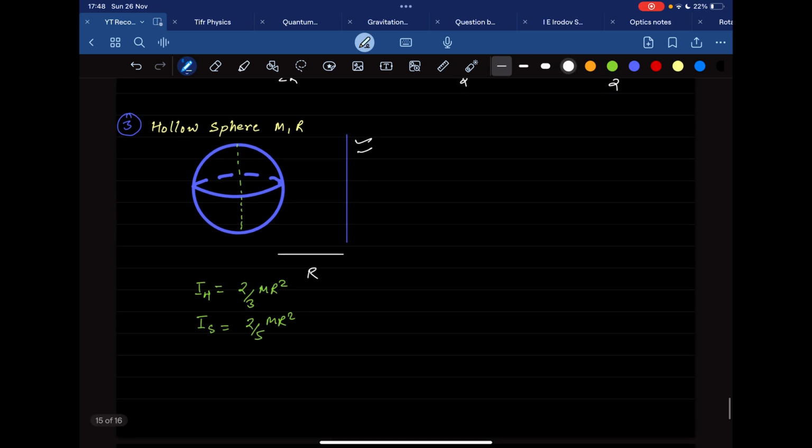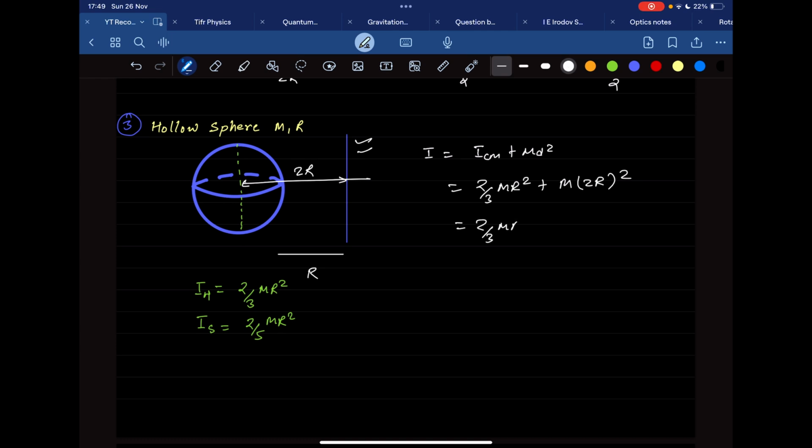Again I can apply the parallel axis theorem. I equals I_CM plus MD square. So I_CM would be 2 by 3 mr square plus M times D square, where D is 2R, so that is 4 mr square. This is the perpendicular distance from the center to this point, which is 2R. So that would be 2 by 3 mr square plus 4 mr square, which is 14 mr square divided by 3. So this is the moment of inertia.